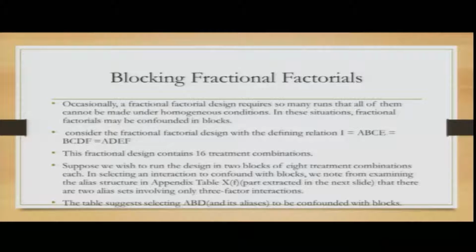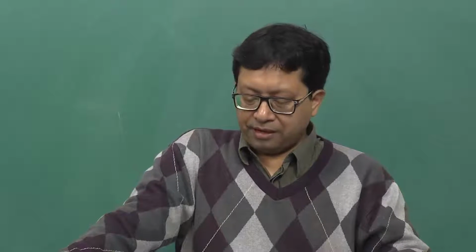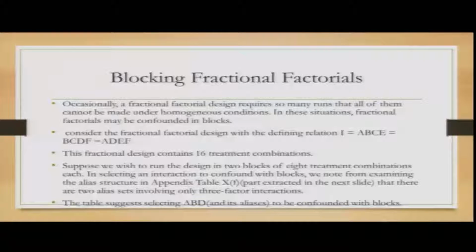So, now blocking the fractional factorials, we will consider it further. Occasionally a fractional factorial design requires so many runs that all of them cannot be made under homogeneous conditions, where, for example, you are taking the factors as temperature, humidity, pressure. If they are homogeneous, the effects of them we are going to consider on the same level, that may not be possible. In these situations, fractional factorials may be compounded in blocks to find out their combined effects.